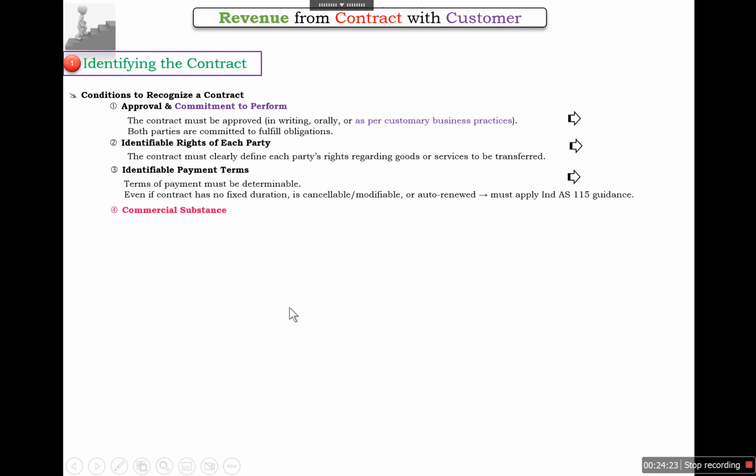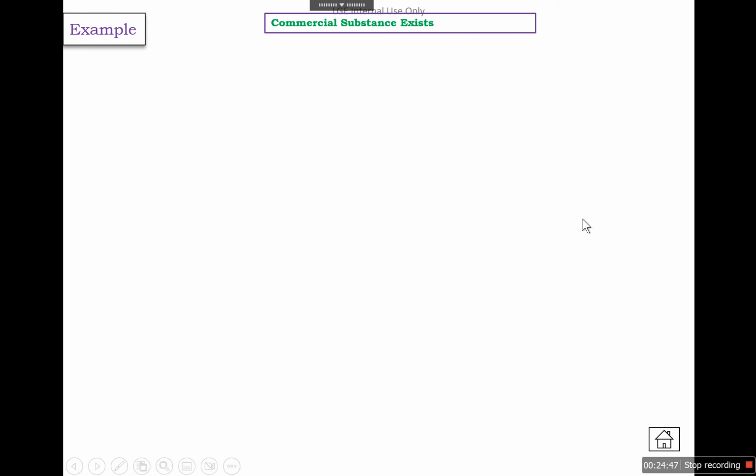The third condition is that there should be commercial substance in the transaction that we are doing. The agreement must affect the entity's future cash flow, its risk, timing, and amount. Only then will Ind AS 115 be applicable. If there is no commercial substance, it will not be called a valid contract for the purpose of recognition. Let's discuss some examples about it.